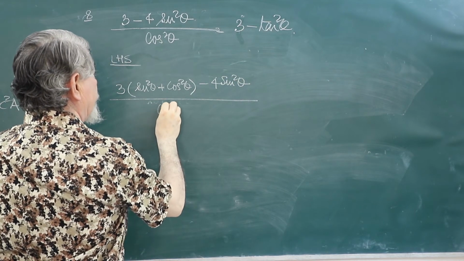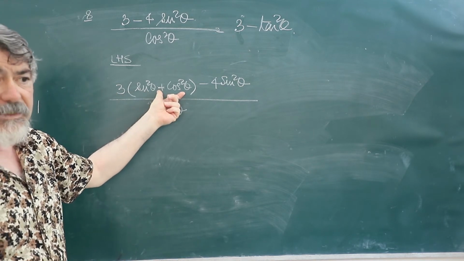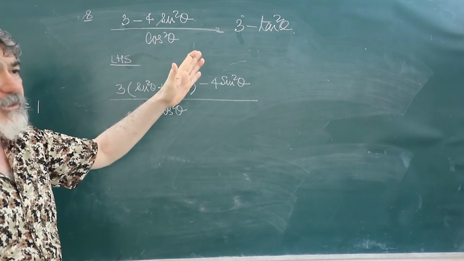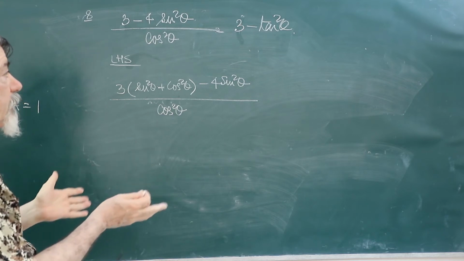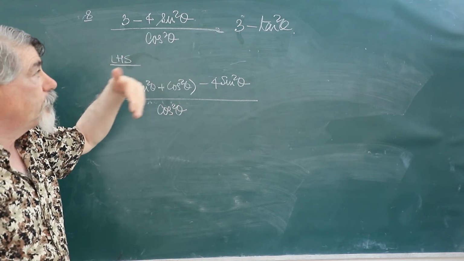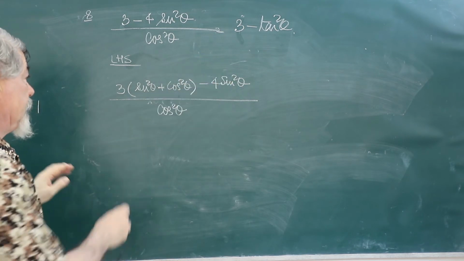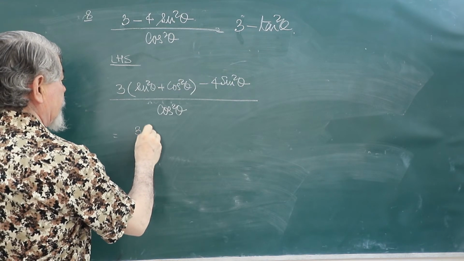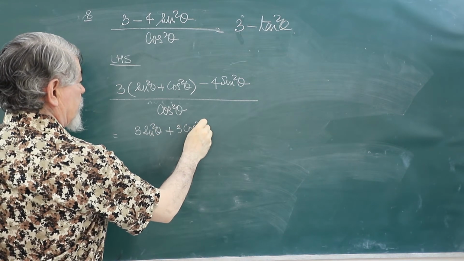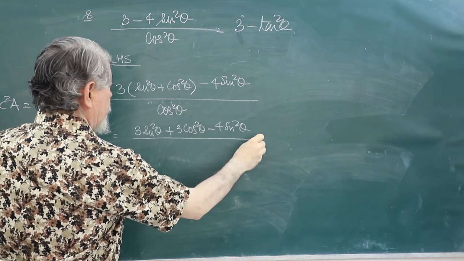Upon cos square theta. Now sin square theta plus cos square theta is 1. So 3 into 1 remains the same. Question has not been changed. But the structure of the question has changed to suit my getting the final answer as 3 minus tan square theta, because it will become 3 sin square theta plus 3 cos square theta minus 4 sin square theta upon cos square theta.